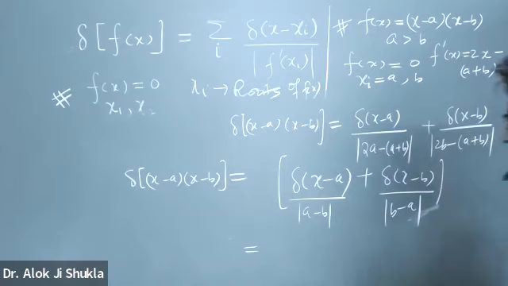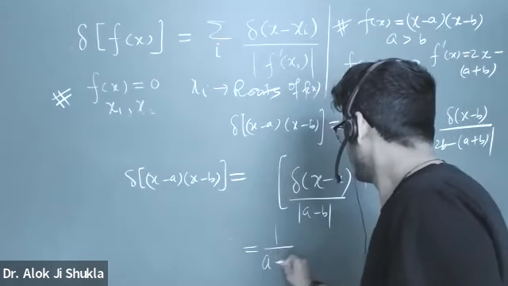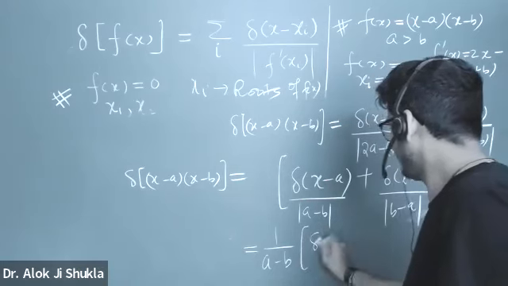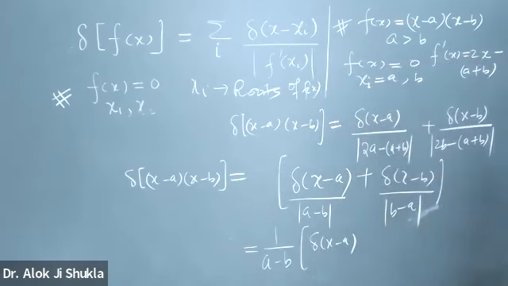So a minus b will be positive, and b minus a means we have to put a minus sign. So it will become delta x minus a and minus delta x plus b.